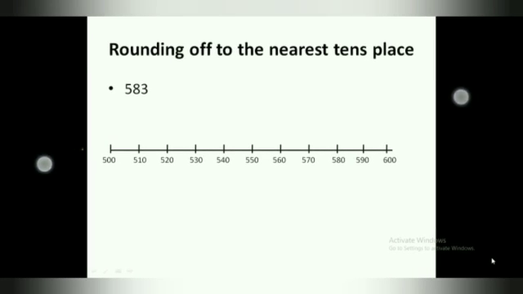Then you will mark the number 583. Now 583 will come between 580 and 590. Now you can see the arrow mark there where I have written 583. Now this is closer to 580, isn't it? So when you estimate to the nearest ten, that is 583, it will come to 580.